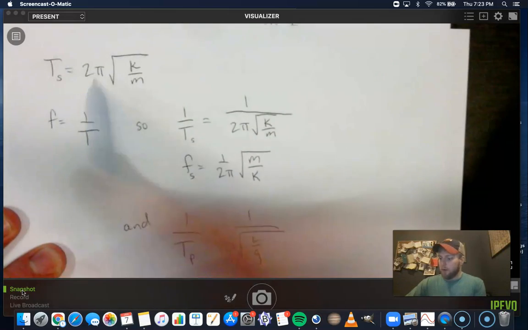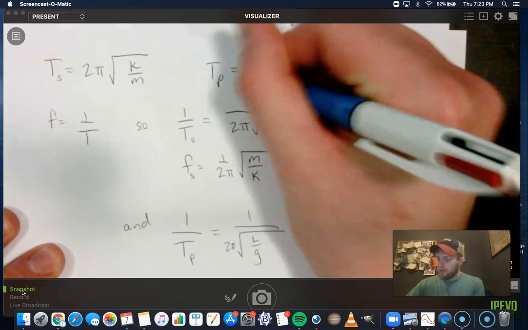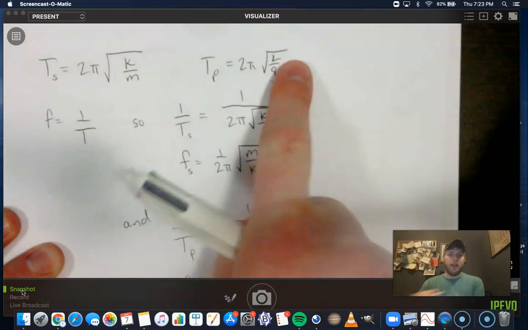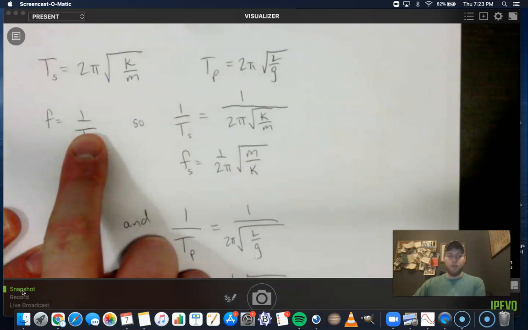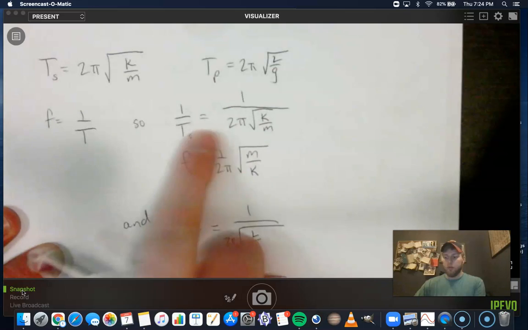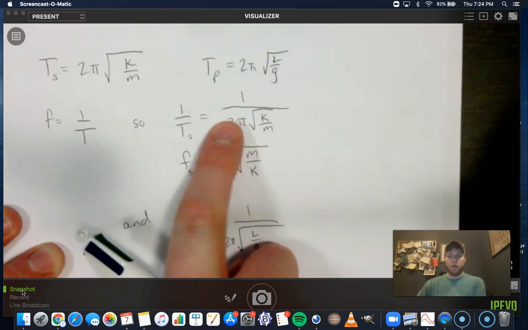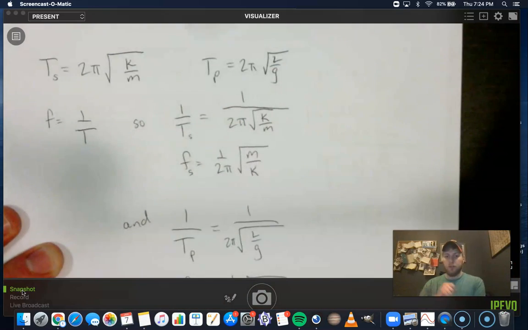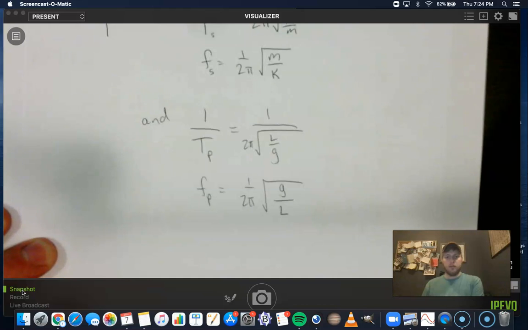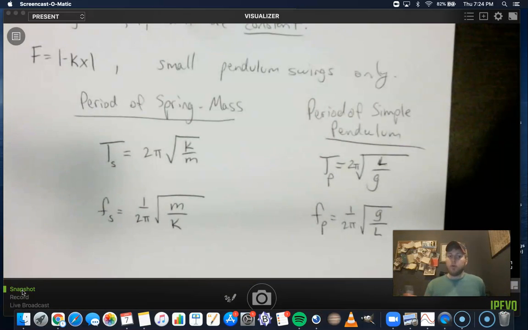Here is how you actually do that. Because you've got your spring and pendulum equations, it's just a matter of writing it all 1 over. So 1 over the period, 1 over this whole mess. The 1 over 2 pi, you can't really do anything, and then you just flip the root of m over k. Same with the pendulum. So we're going to do a lot more with this.